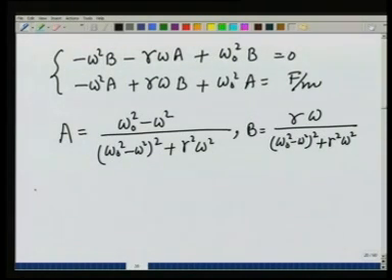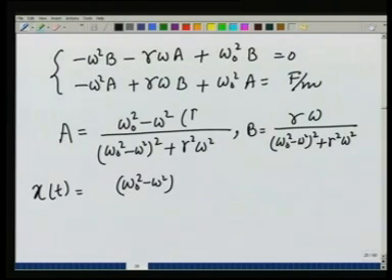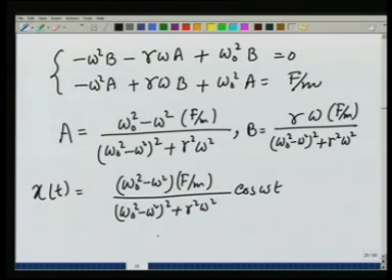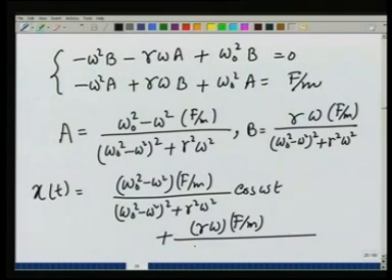And therefore, the steady state solution is going to be f over m times omega naught square minus omega square over omega naught square minus omega square squared plus gamma square omega square, cosine of omega t, plus gamma omega f over m over omega naught square minus omega square squared plus gamma square omega square, sine of omega t. Look at these two terms.